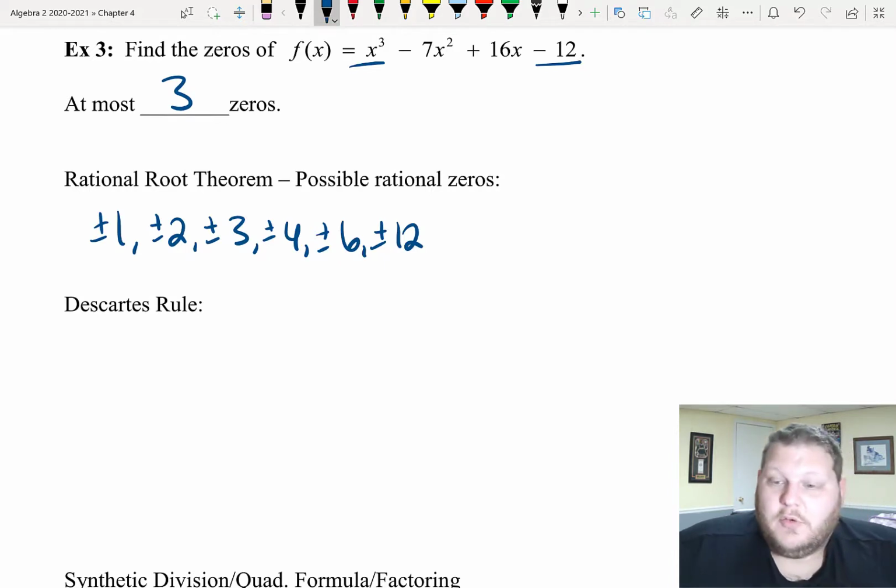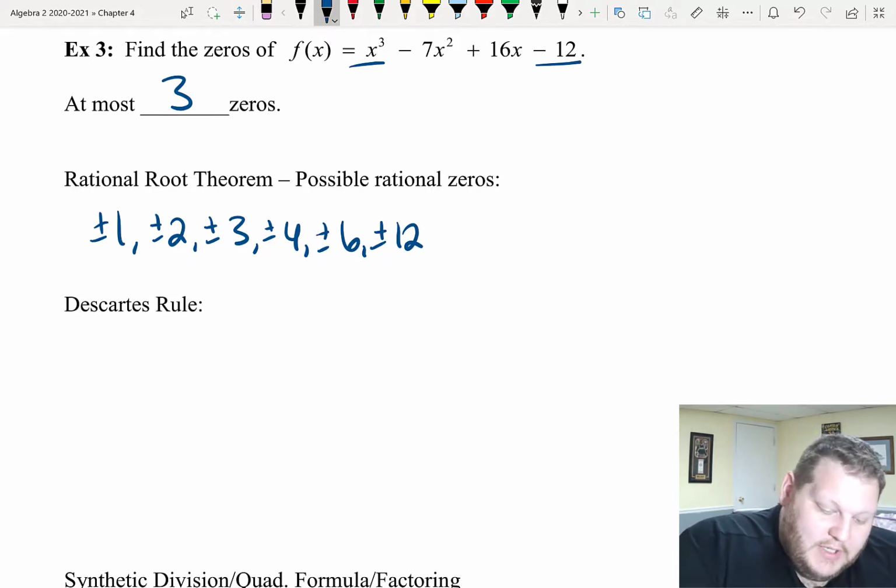Now, for our Descartes rule of sign, we need to look at how many variations we have in our original.